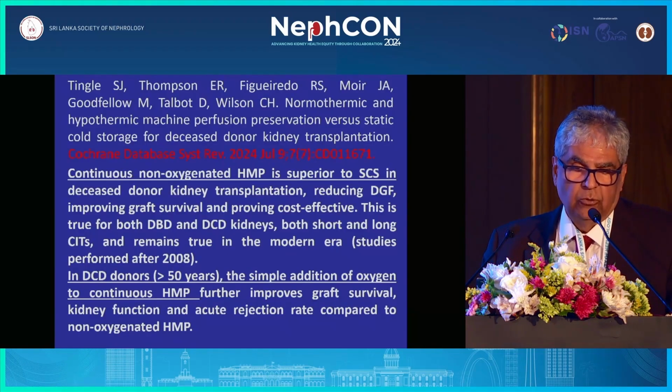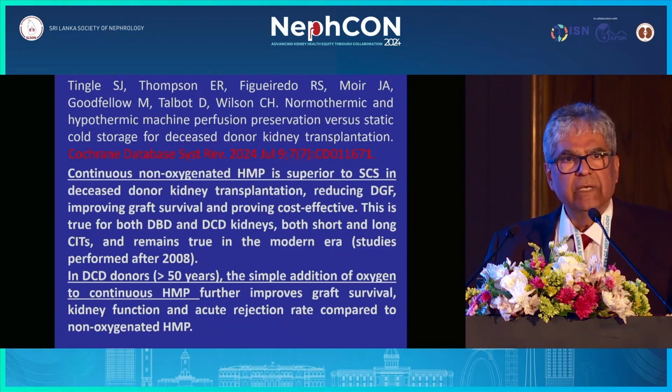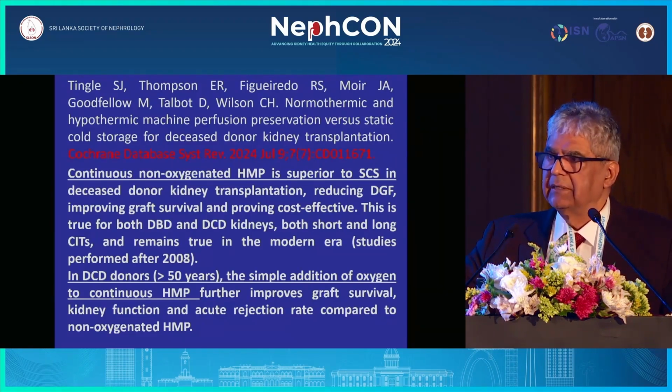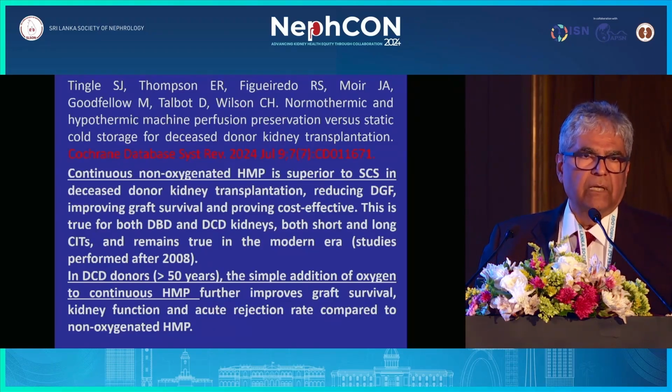And this is now 2024. People are beginning to think that the way we move the kidney from one center to another on static ice is bad news, particularly for marginal donors.